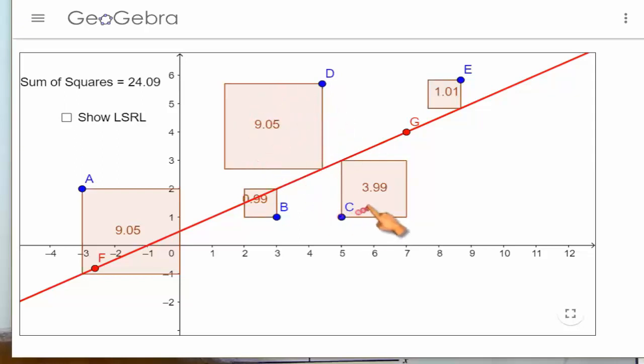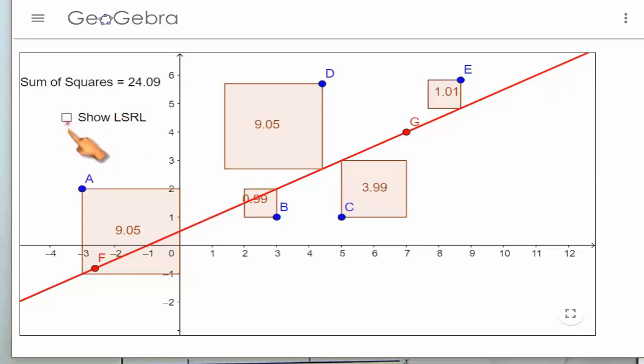So each one of these points has a residual length, and when you square that residual length, you could visualize that as the area of a square, these brown squares here. And notice that if you sum up all of the squares, we're going to get 9 plus 9, that's 18, 19 over here, 20, plus another 4. So we're getting about 24 for the sum of the squares right here.